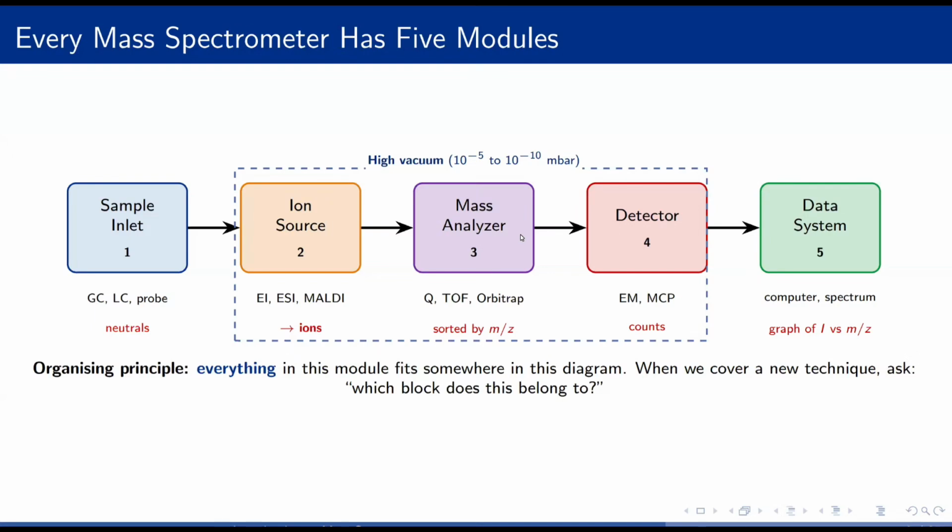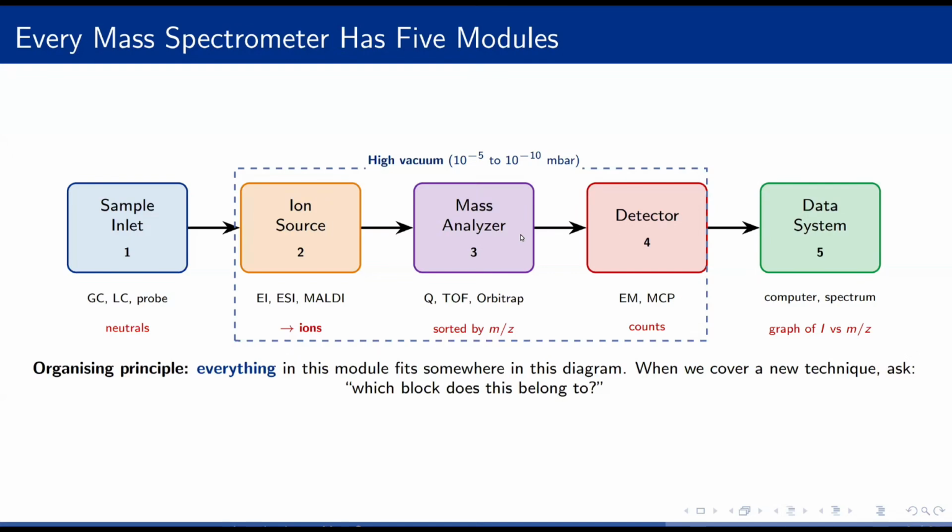Module 3, the mass analyzer. This is where ions of different mass to charge ratio are separated in space or in time. There are 6 major types of mass analyzer: sectors, quadrupoles, ion traps, time of flight, orbitraps, and FTICR. Each has its own niche. That's lecture 3. Module 4, the detector. The detector's job is simple: turn arriving ions into a measurable electrical current. We'll touch on detectors in Lecture 3.